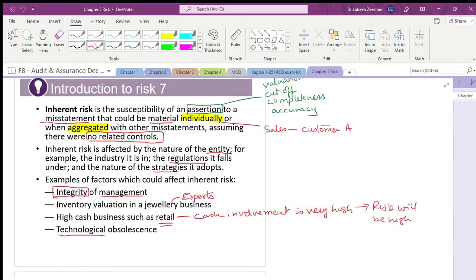Inherent risk is nothing but an assertion of misstatements. Completeness, cutoff, valuation, accuracy: these are the various types of assertions we have. There will be misstatements, whether individually or with respect to the aggregate. Aggregate means total. Assume that there are no internal controls.